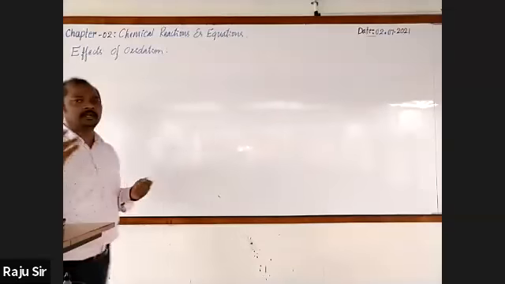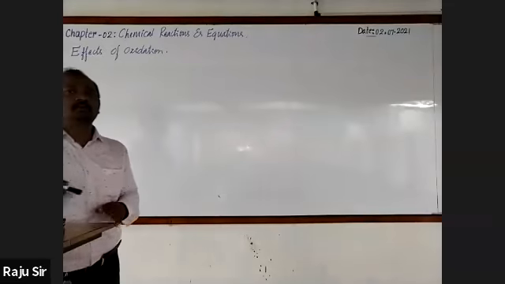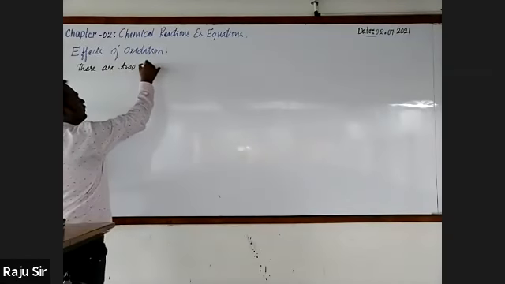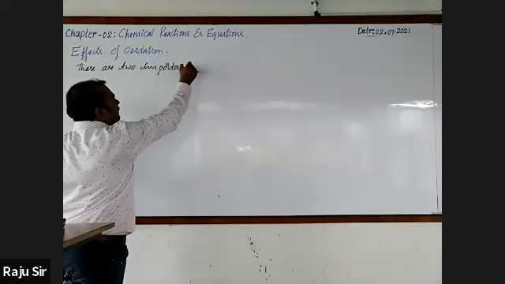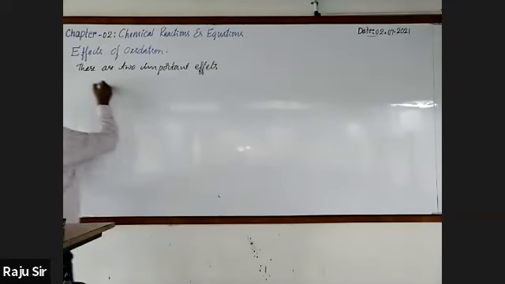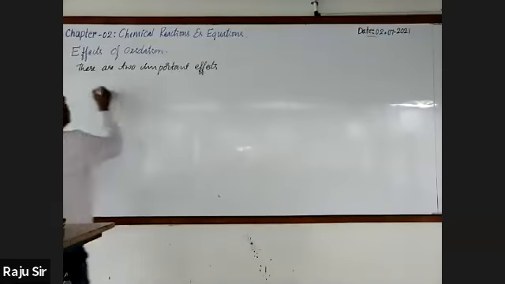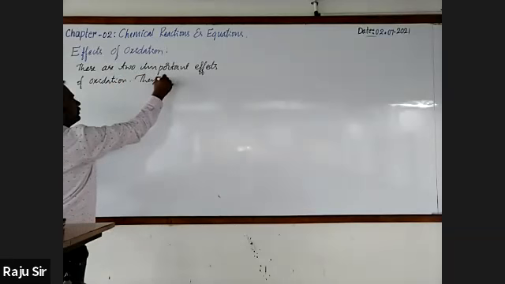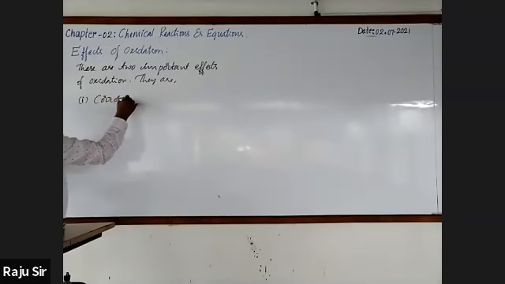Corrosion and rancidity. Let's get information about these two in detail. Now you write: effects of oxidation. There are two important effects of oxidation. The first one is called corrosion. The second one is called rancidity.